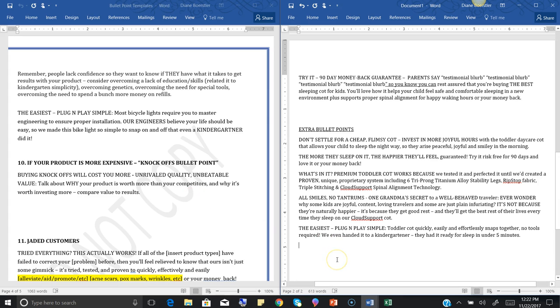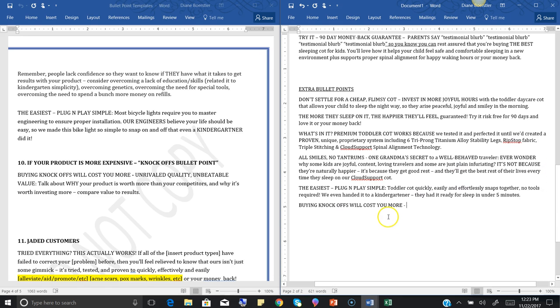And then we have buying knockoffs will cost you more. I love this. I'd like to see it more often. You can say unrivaled quality and unbeatable value, but with this particular one, you want to say best value. Buying knockoffs will cost you more. So you're going to talk about why your product's worth more than your competitors.